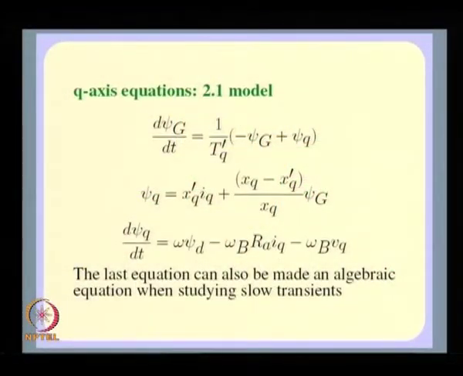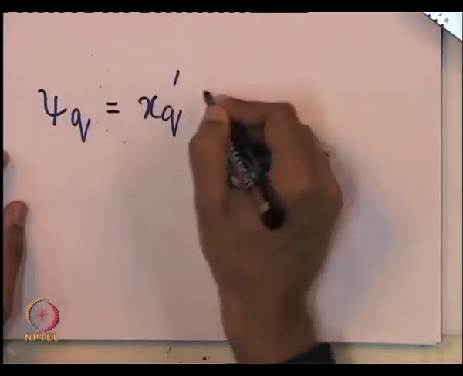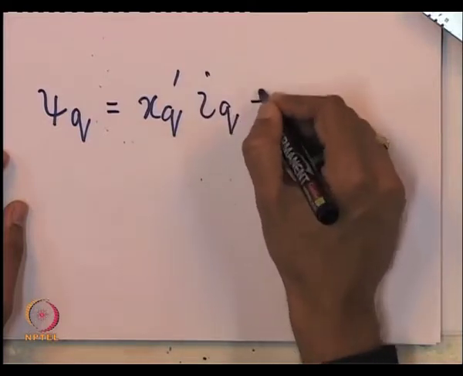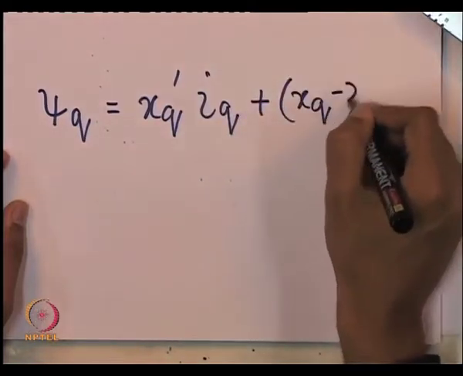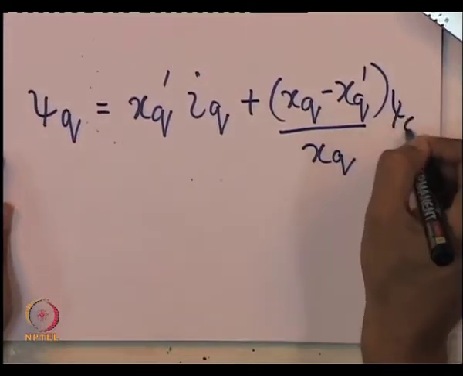Now, an interesting observation here which you may have noticed is that if you look at the algebraic equation relating psi q and psi g and I q, of course, it does not contain x q double dash, there is no need of having x q double dash. So I will just write it down here: psi q is equal to x q dash I q plus x q minus x q dash upon x q into psi g.